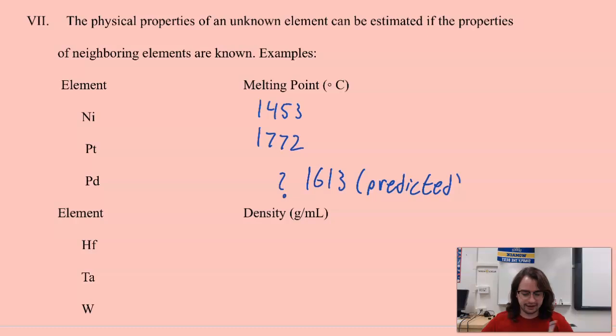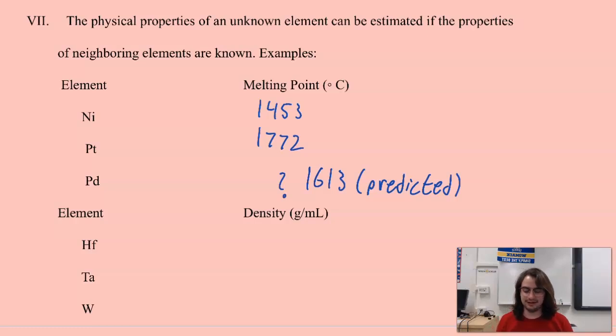Okay, so if you took those two numbers, added them together, and divided by 2, the average you should get is about 1613, which means that that is our predicted melting point. Well, the actual melting point of palladium is 1552, which is pretty close. I'd say it's not so bad, considering that it's just a guess. It does help us get in the ballpark. And let's look at this other one here.